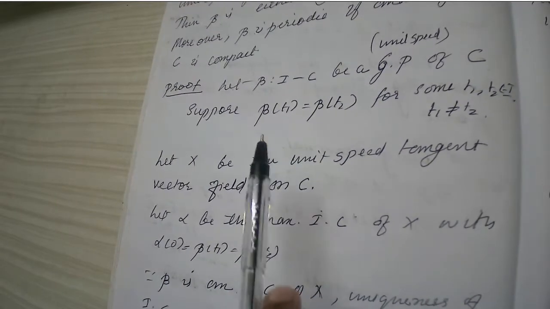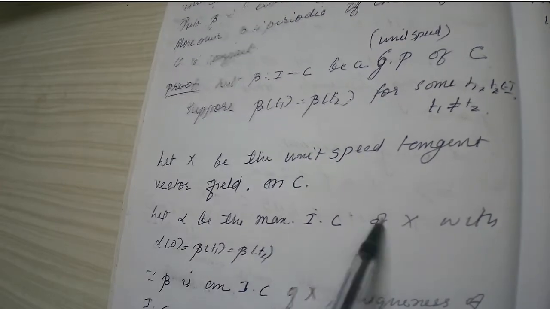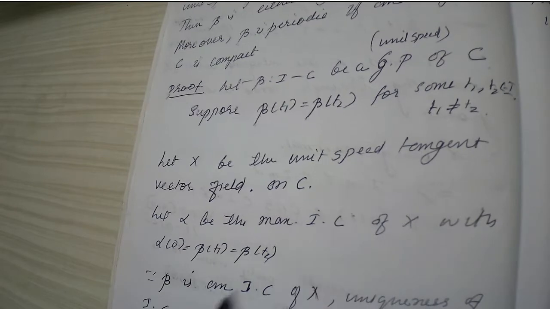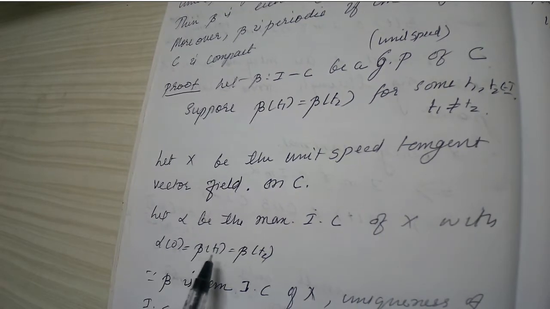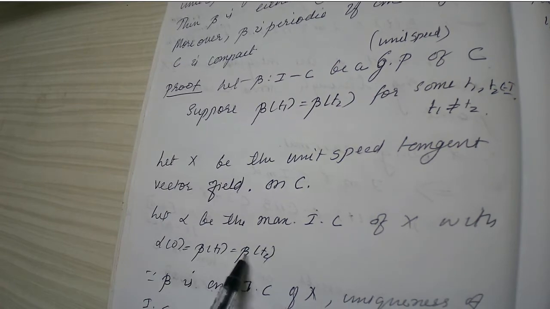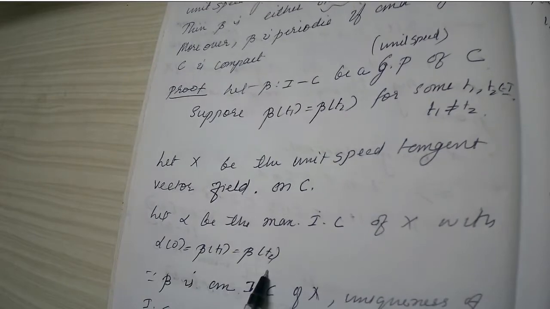So here beta is an integral curve, and we are taking that alpha is a maximal integral curve of X. So if it is maximal, alpha of 0 will come as beta of T1 equal to beta of T2, because beta of T1 and beta of T2 are equal. So you can write in this format.